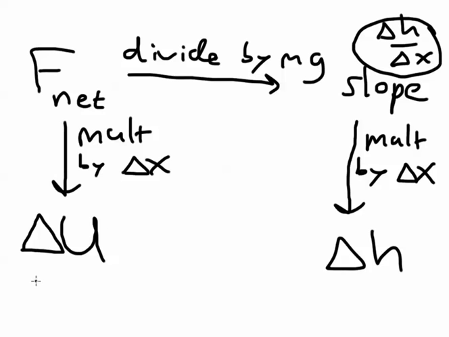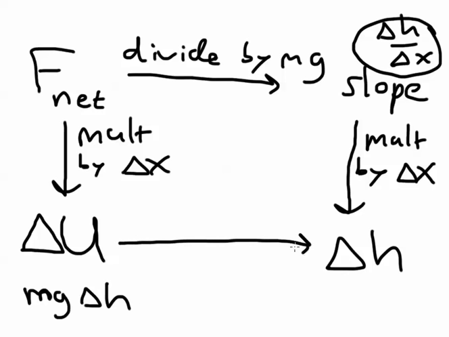and we also know that that is equal to mg delta h, because mgh is the potential energy. Finally, if I were to divide the potential energy by mg, I would get delta h. So now we get this rectangular diagram with four quantities: F net, slope, delta h, and delta U. These four quantities are related to each other by these arrows that tell you how you can get one from the other by multiplying or dividing by something.